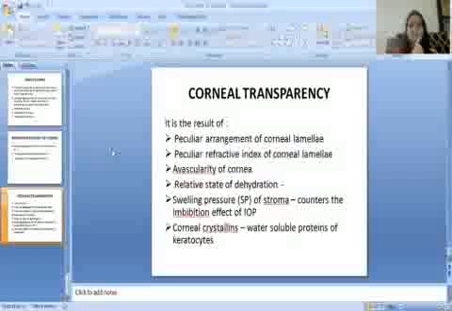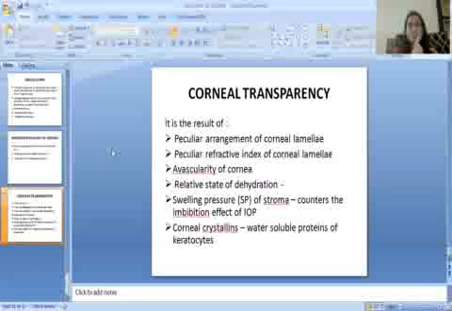It is a result of the peculiar arrangement of corneal lamellae, peculiar refractive index of corneal lamellae, avascularity of the cornea, relative state of dehydration, swelling pressure of the stroma countering the imbibition effect of IOP, and corneal crystallins, water-soluble proteins of the keratocytes.